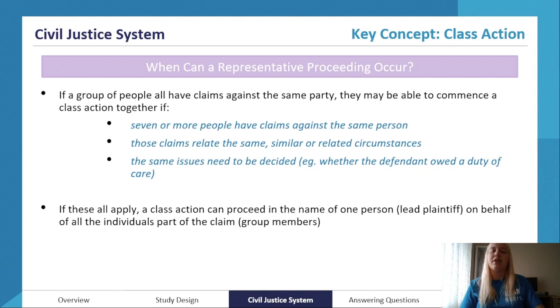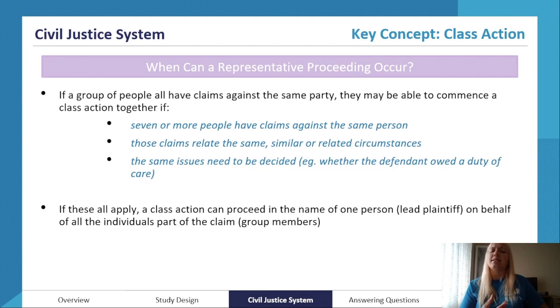So these are the specific requirements of when a representative proceeding can occur. If a group of people all have claims against the same party, they may be able to commence a class action together if 7 or more people have claims against the same person. So again, the number of plaintiffs must be at least 7. Those claims relate the same, similar, or related circumstances.